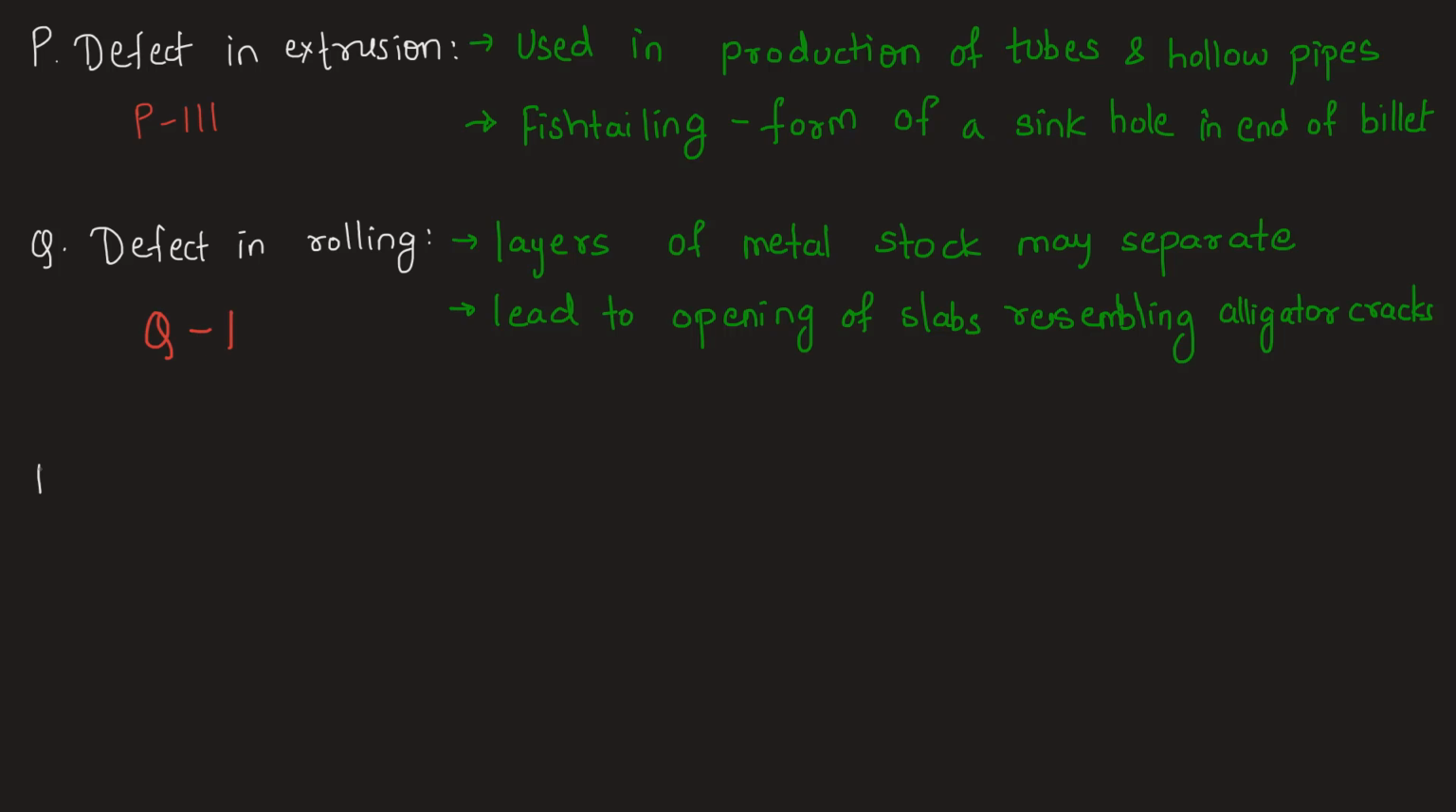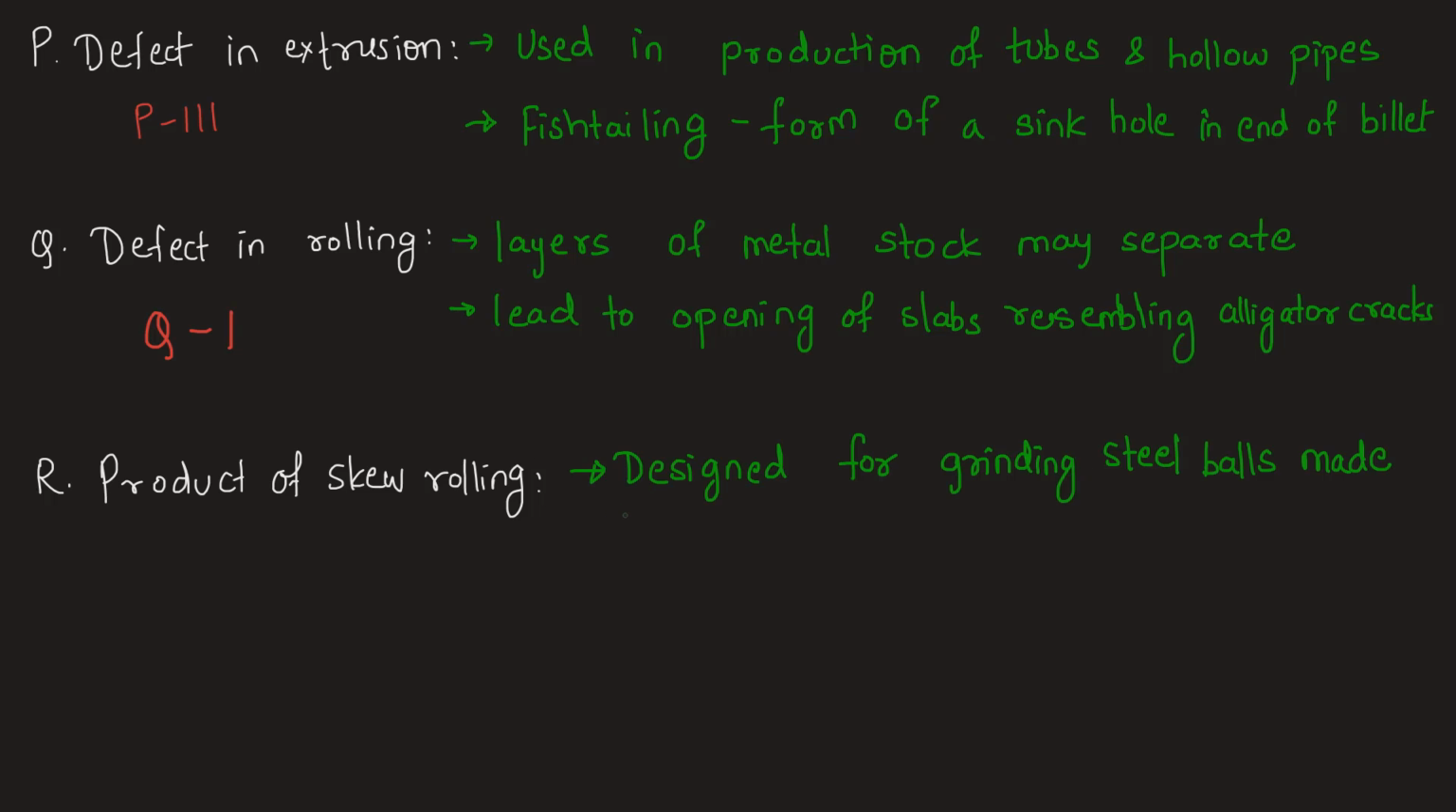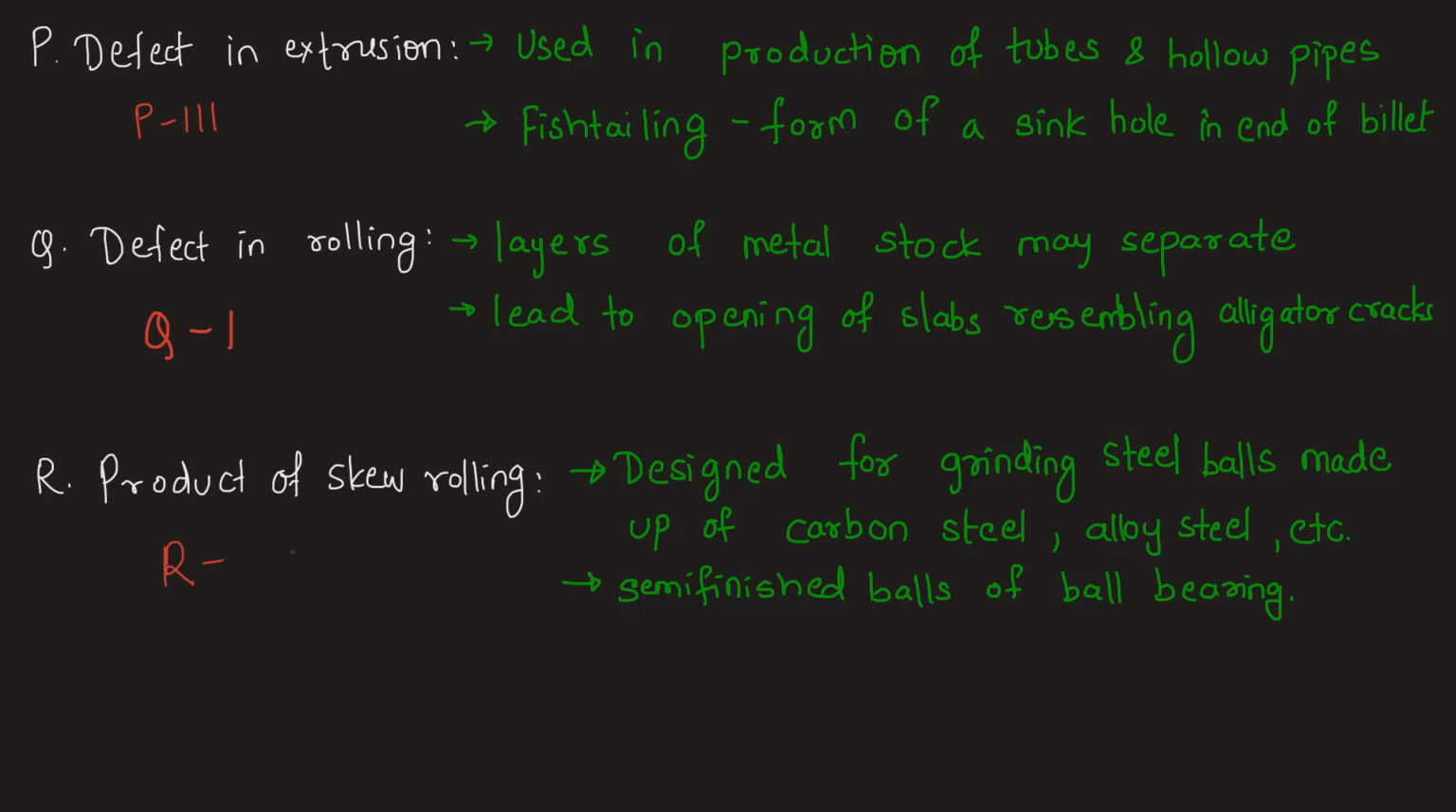Next one, R. They have asked what is the product of skew rolling. Now skew rolling is actually a special type of rolling machine designed for grinding steel balls. Those can be made up of carbon steel, alloy steel. So in Group B, there is semi-finished balls of ball bearing given, and that matches best with the skew rolling. So R matches with 6.